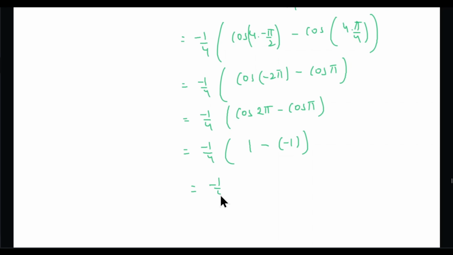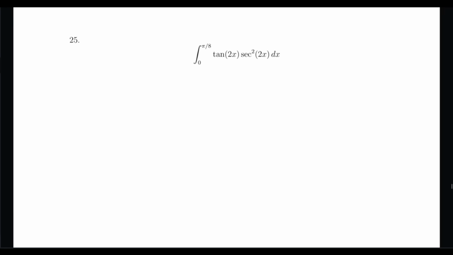So this will be negative 1 over 4, 1 plus 1, which is going to be 2 over 4, negative 2 over 4, which is negative 1/2. That should be our final answer. Right, a decent question. Let's try the next one.